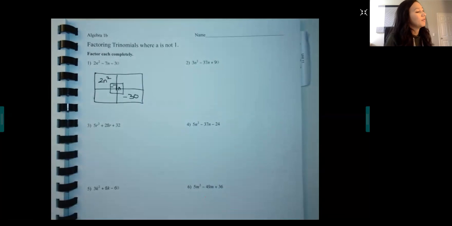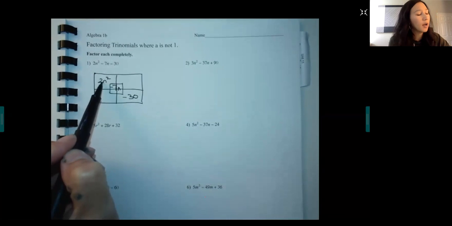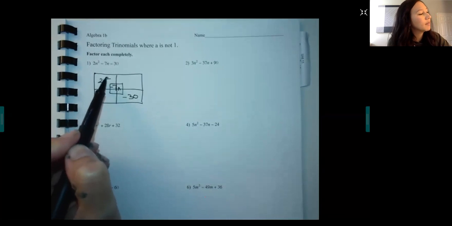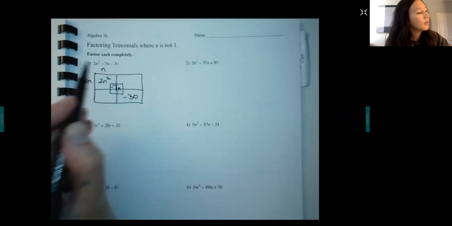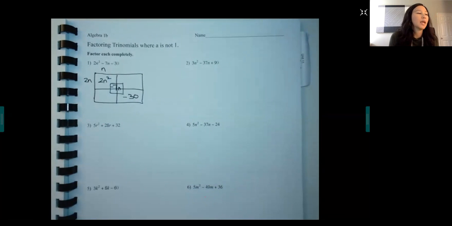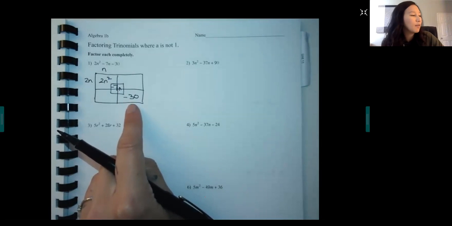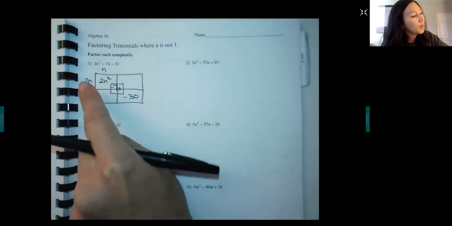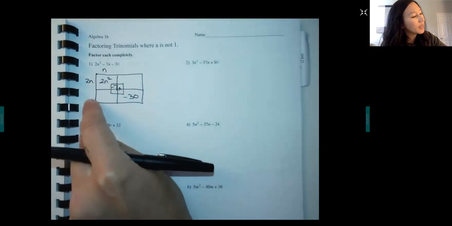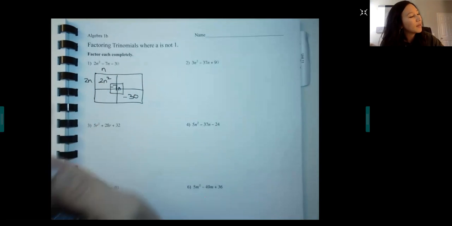And then we need to find the sides of this first box. So what multiplies to give us 2n squared? There's only one option, 2n times n. Then we have to figure out all the ways to multiply to get -30. And then we have to find what, when multiplied by 2 plus whatever's multiplied by n, will give us -7n.